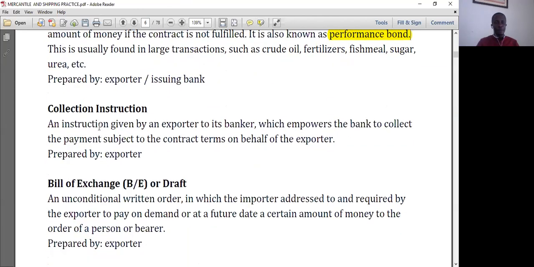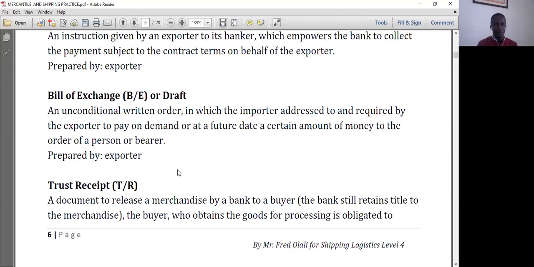Then we have collection instructions, an instruction given by the exporter to his bank, which empowers the bank to collect the payment subject to the contract terms on behalf of the exporter. So it allows the exporter's bank to collect the payment, as outlined in the contract, on behalf of the exporter.